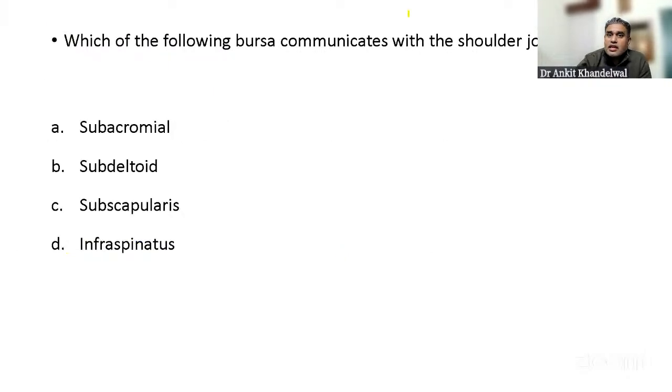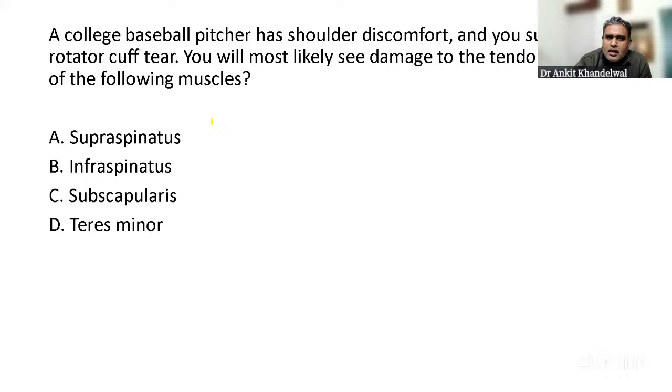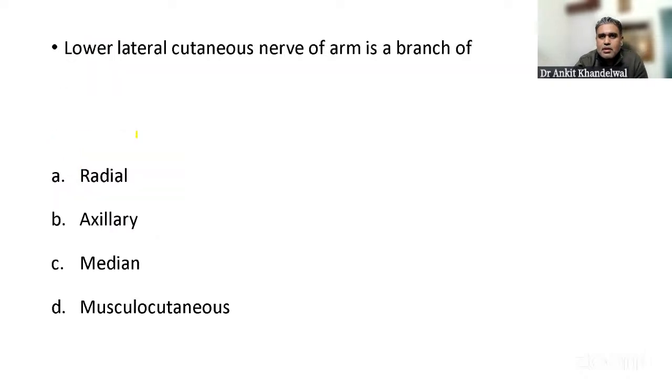Which bursa? Again, it's a factual question. It is the subscapularis bursa which directly communicates. The subacromial bursa is the largest bursa of the shoulder, but not the answer in this MCQ. A baseball player has shoulder discomfort and you suspect a rotator cuff tear. Which tendon is most likely involved? Supraspinatus should be the clear-cut answer over here. Simple.